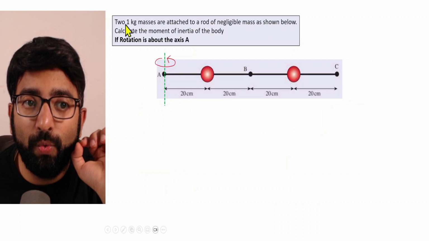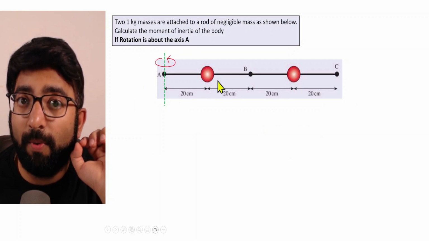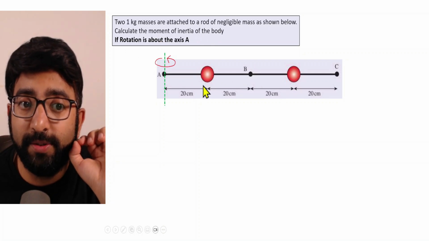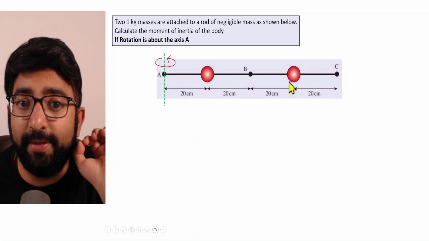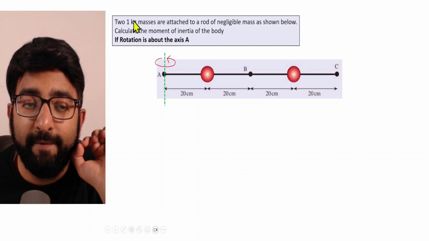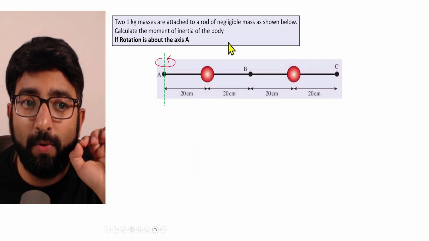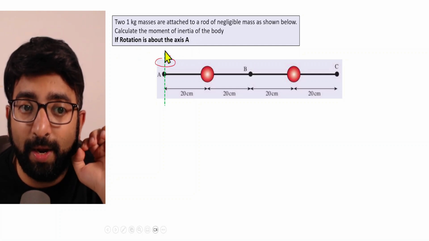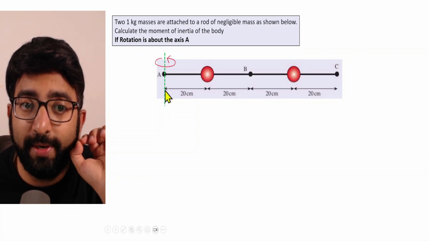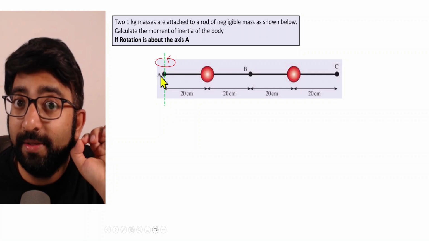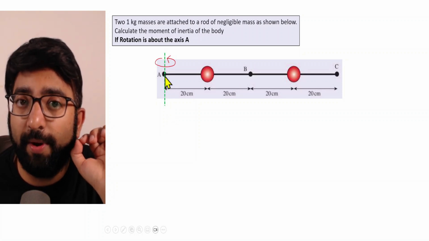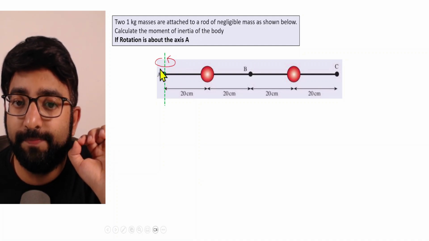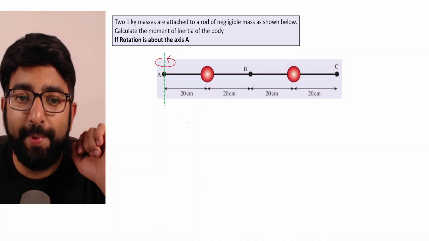So here we have two 1 kilogram masses. So these pink balls are the 1 kg masses attached to a rod of negligible mass. So this rod A, B, C, this is the entire horizontal rod. We need to find the moment of inertia of the body if the rotation is about the axis A. So in the diagram I have shown this dotted line is the axis of rotation. Consider the rod to be hinged at the point A and it is rotating like this, like the arrow is representing.